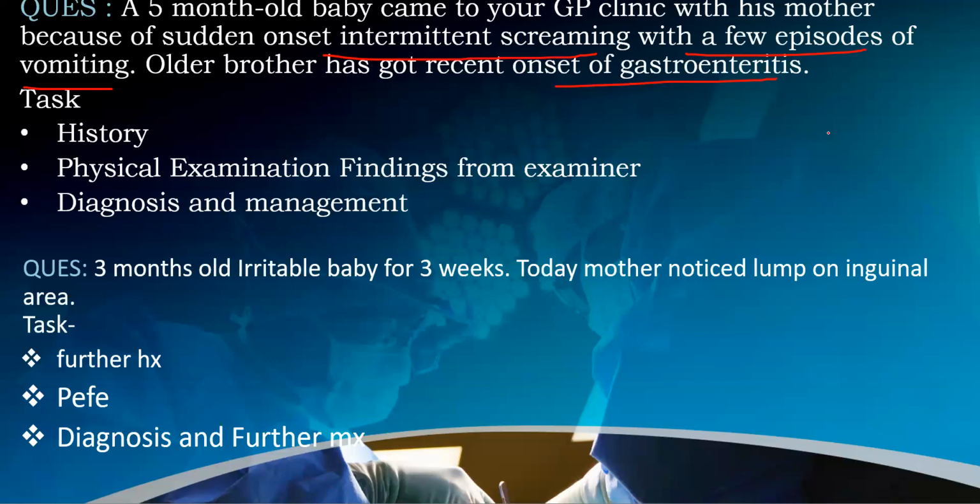Older brother has got recent onset of gastroenteritis. That's just a trap to make you confused. That's one question, which is an acute condition. There is another one, a 3-month-old irritable baby for 3 weeks. Mother noticed a lump on the inguinal area today. And this is actually just a reducible hernia case, but this one is an irreducible or incarcerated hernia case.